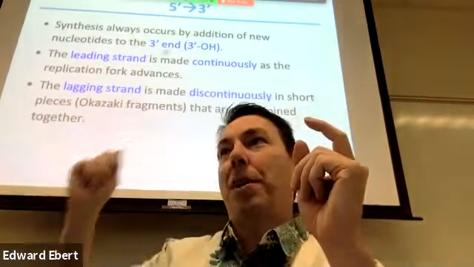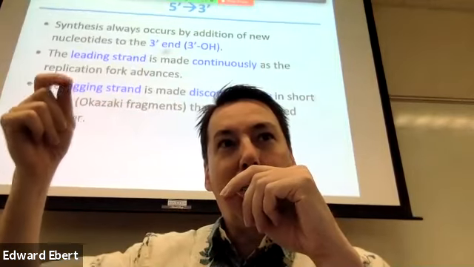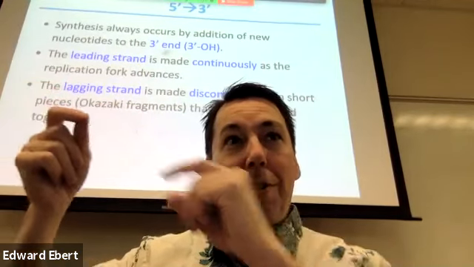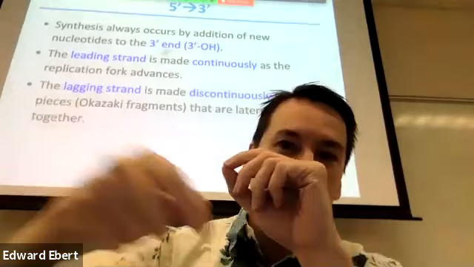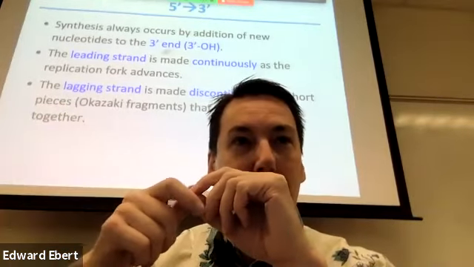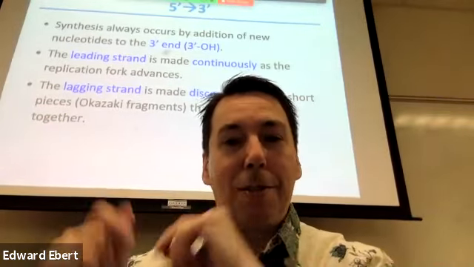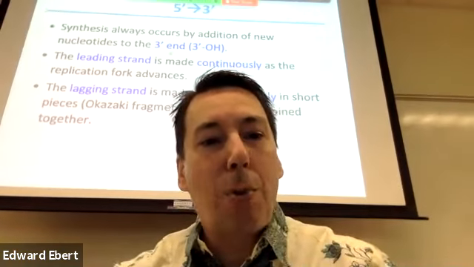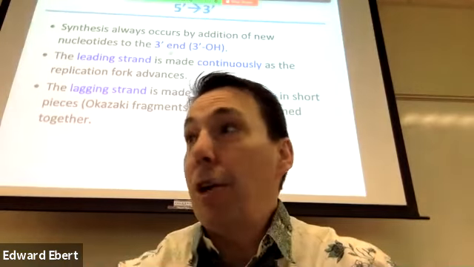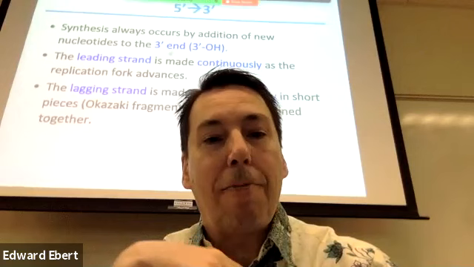So what happens is you make a loop of it, and then you go 5' to 3' in the backwards direction until you get to the end of that loop. You release it, let it loop around again, 5' to 3', and just ligate those little sections together. And that's where we have these little tiny pieces that are called Okazaki fragments.